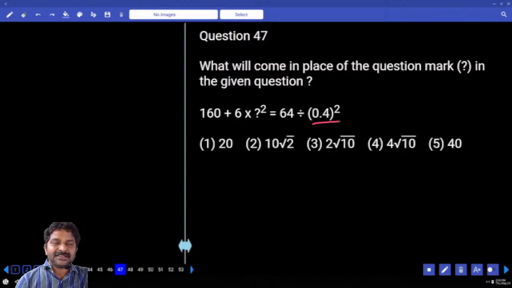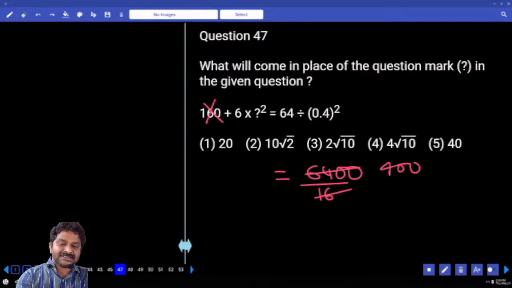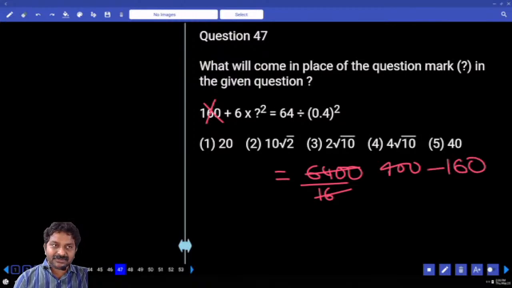0.4. Can we write it as 4 by 10? Matlab, 64 by 4 by 10 whole square. 4 square is 16 by 10 square, 100. That comes to the numerator. 16 how many times? Which is 400 only. Now the right hand side 160 is there. That goes to the right hand side, which is minus 160.